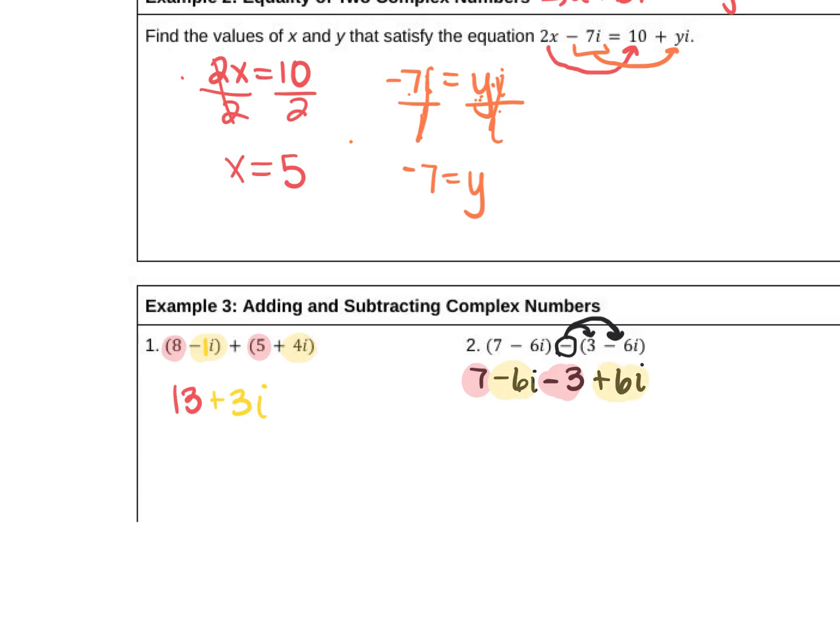All right, now we're going to combine the 7 and the negative 3 and the negative 6i and the positive 6i. What is 7 minus 3? 4. What's going to happen with the 6i's? They're canceling, right? Because it's a negative 6i and a positive 6i. That just gives you 0. So our answer is 4. Easy, right? You just treat it like a variable. That's it.